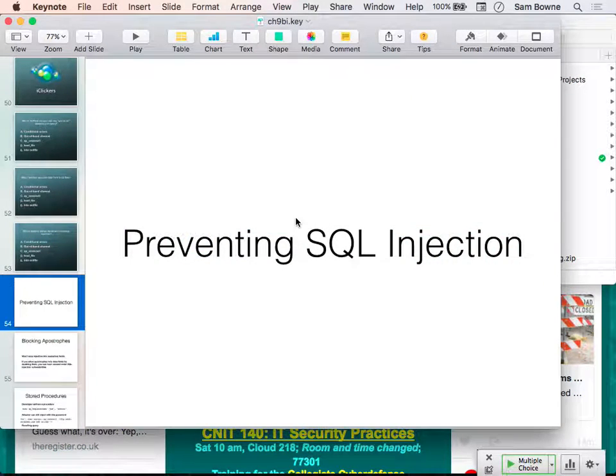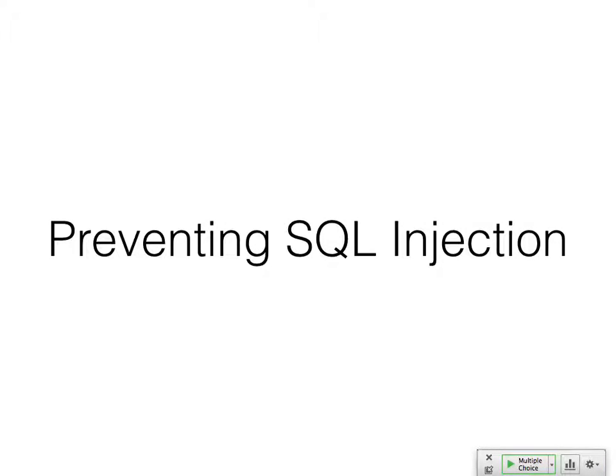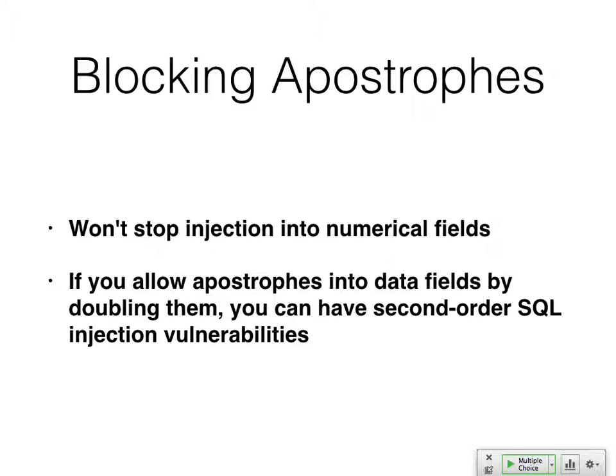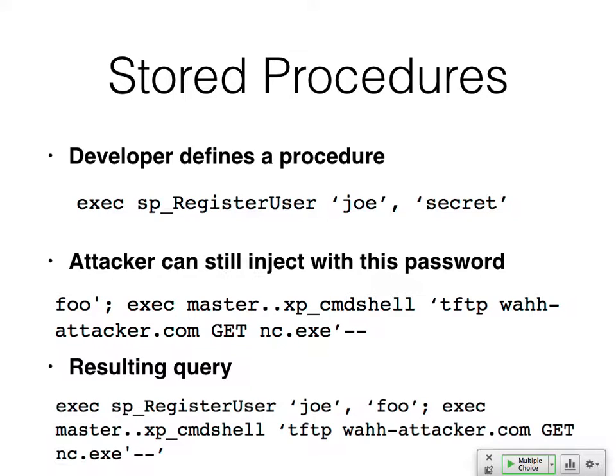All right, so to prevent SQL injection, the simplest thing is to block apostrophes. This is a lot better than doing nothing because it'll stop a lot of those automated tools. It'll stop the most common type, but of course, it won't stop injection into numerical fields. And if you choose not to block apostrophes, but double them, which is what you're supposed to do to retain them, then you're going to have to be concerned about second order SQL injection, where the fields that contain apostrophes are reused by other parts of your database.